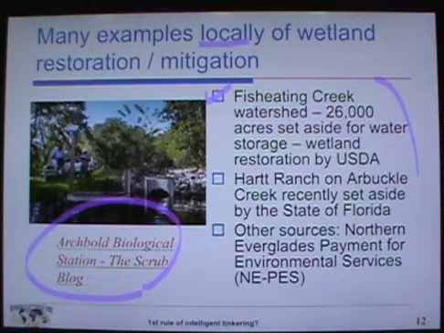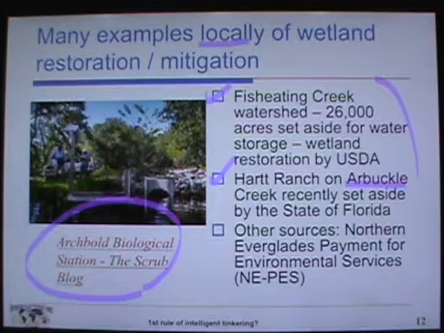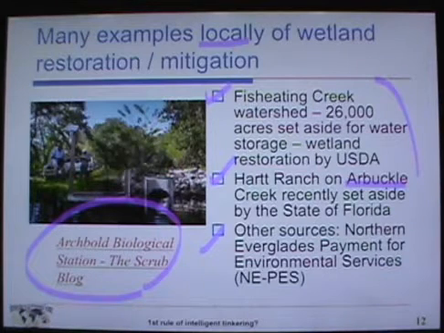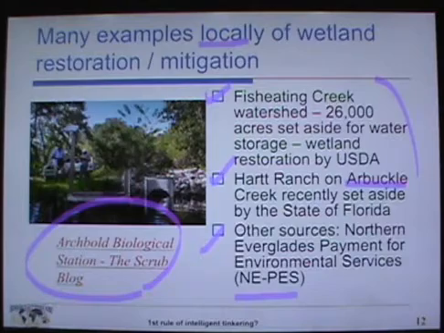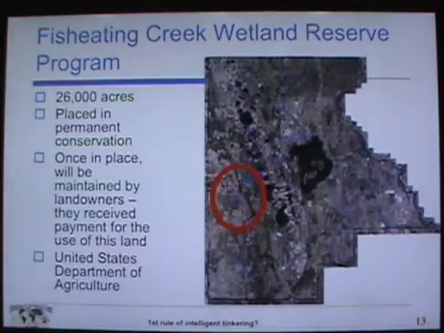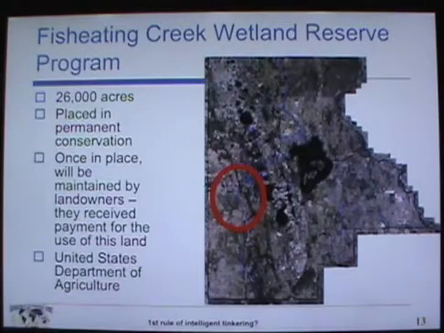We'll look at where that is. 26,000 acres set aside for water storage, wetland restoration. A smaller project, and there are several projects up in this part of the county, which is on the east side. Arbuckle Creek, recently set aside. Several other sources of funding for this, because basically you're paying the farmers for environmental services. Northern Everglades Payment for Environmental Services program is what's funding a lot of these things. So, first of all, this is the Fisheating Creek Wetland Reserve Program.